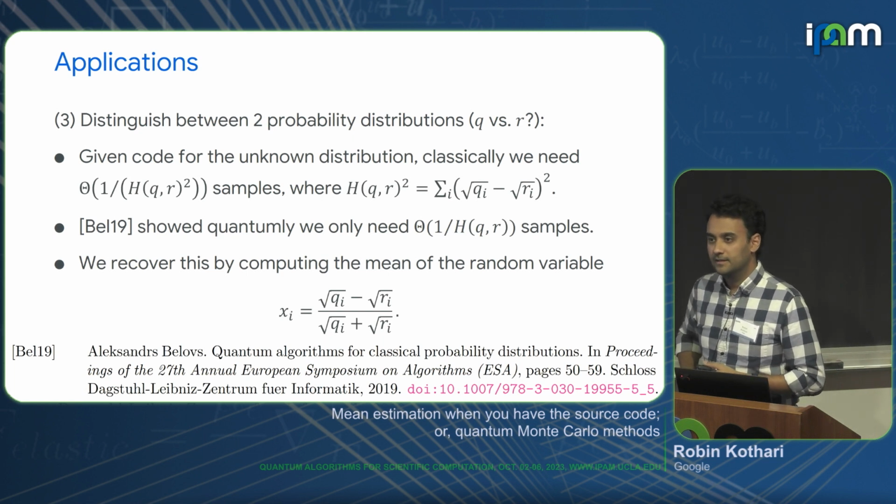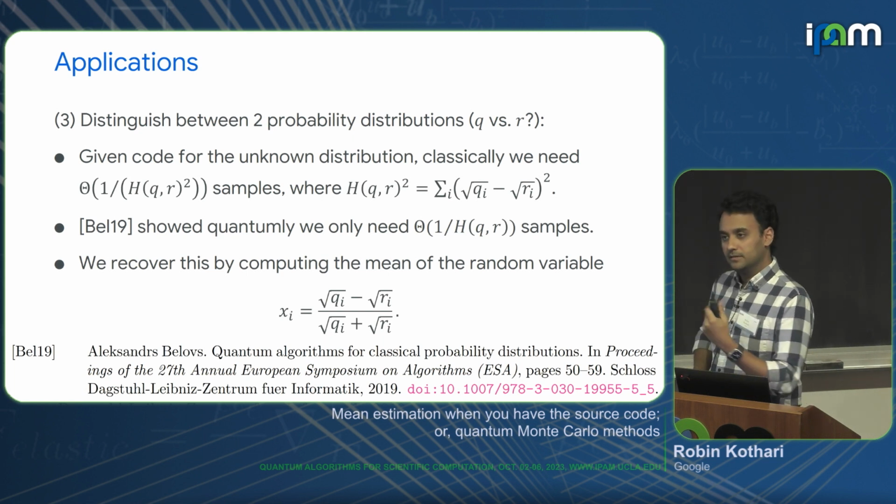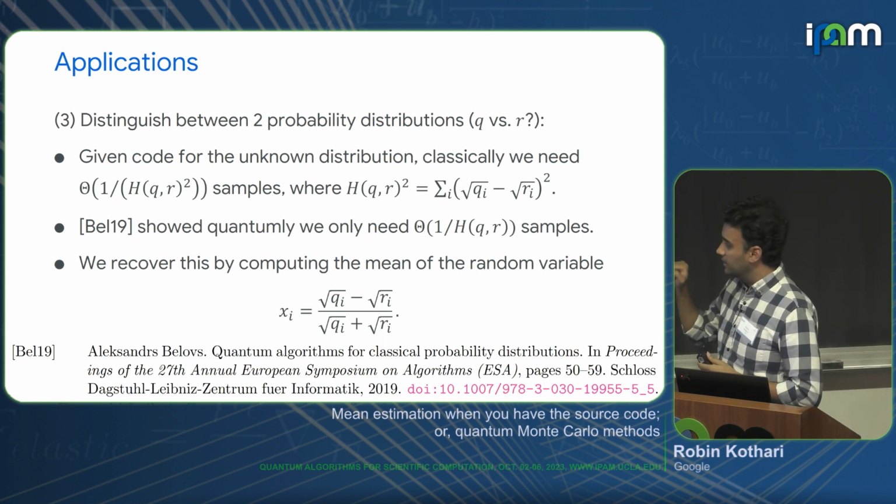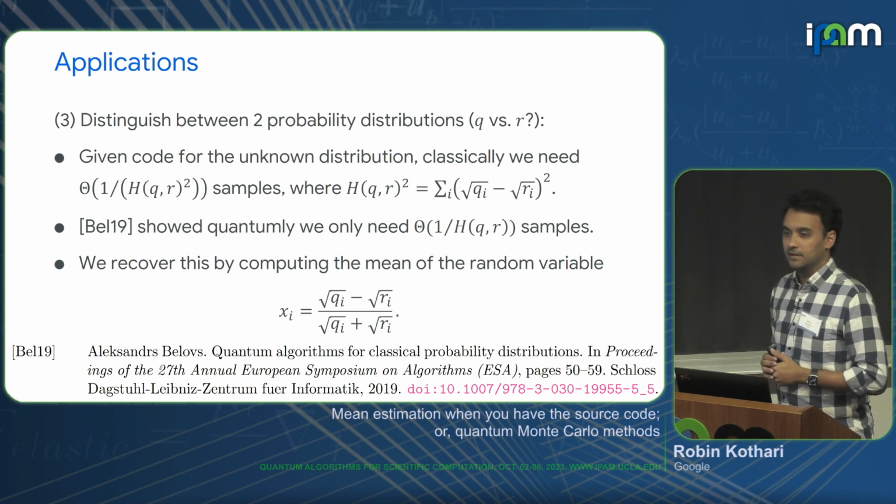So I have to basically multiply this with respect to qi or ri. That's right, and to compute the expectation value, you would multiply this by qi or ri and sum over all i. Okay, good.